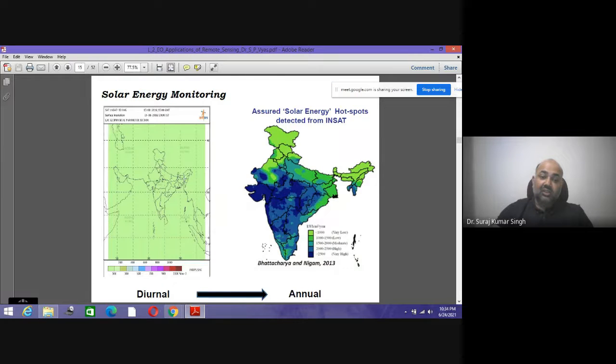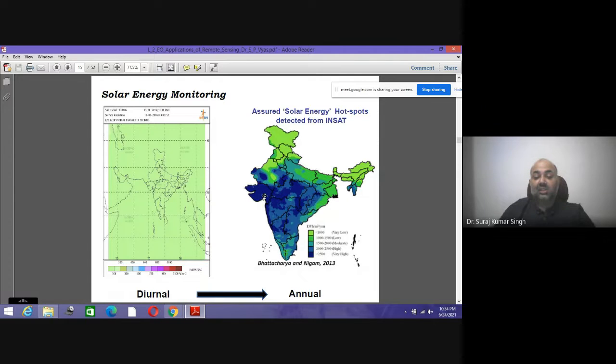Nowadays ISRO, Government of India, is using the INSAT data for mapping solar energy hotspots. You can see which areas are hot: more than 2500, then 2000 to 2500, then 1500 to 2000, then 1000 to 1500, then less than 1000. All such kinds of annual estimation of solar energy can be done using remote sensing data.